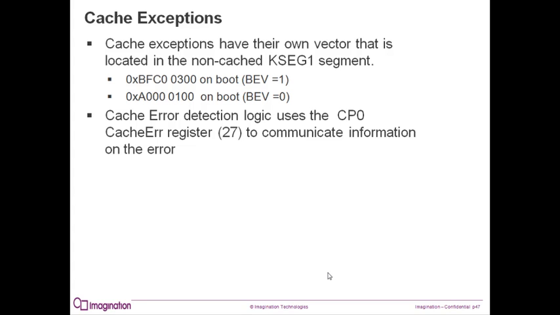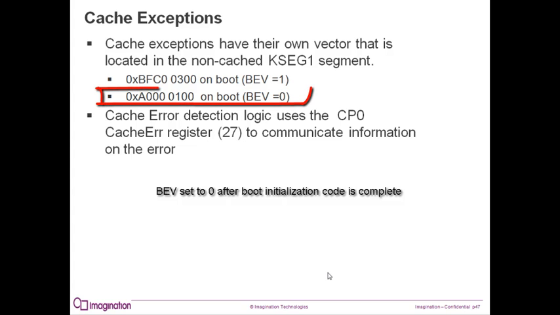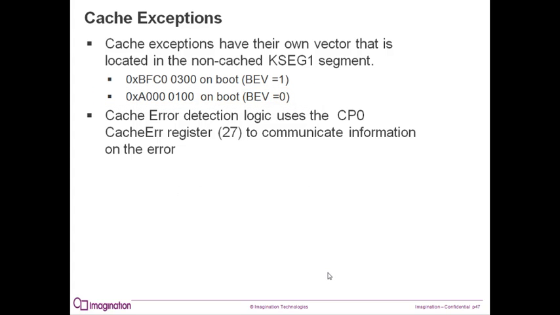A cache exception always vectors to a non-cached virtual address in KSEG1. On boot, this address is BFC00300 hex. Once the boot finishes initialization, it should set the boot exception vector bit. This changes the cache exception vector to A0000100 hex. There is a separate status register for cache errors called the Cache Error Register. This is coprocessor 0 register 27.